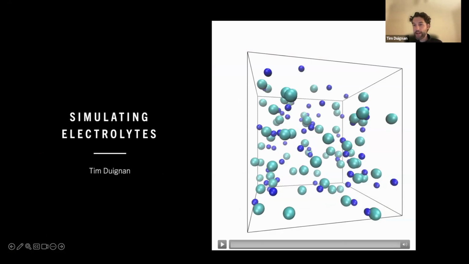So my name's Tim Duignan. I work here in Australia, in Brisbane. As I said, I was a lecturer until recently in applied maths. And the thing I'm really interested in is simulating electrolyte solutions, which is what I did my PhD in. I've been working for a long time on this problem, and I feel like just in the last year or so, we've had a big improvement in our ability to do these things.